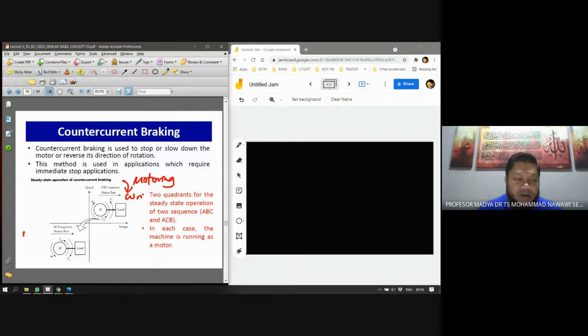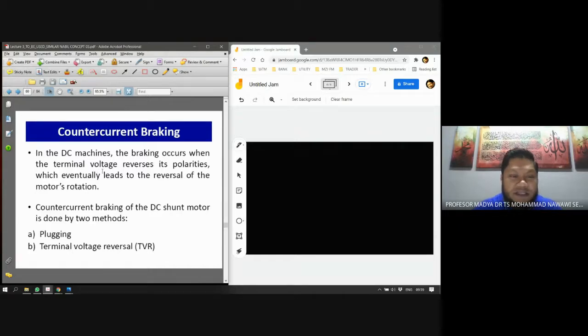During this motoring or reverse motoring operation, this is forward motoring. Here we have a reverse motoring section, whereby your omega m now reverses direction, anti-clockwise. Counter current braking is used to stop or slow down the motor or reverse its direction of rotation. This method is used in applications which require an immediate stop. It is two quadrants for the steady-state operation of the two sequences. In each case, the machine is running as a motor. So both are actually motoring functions.